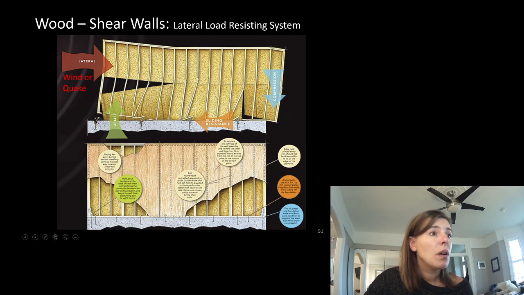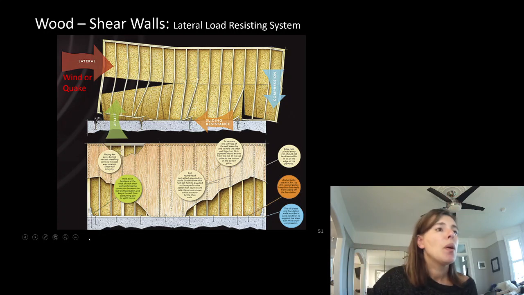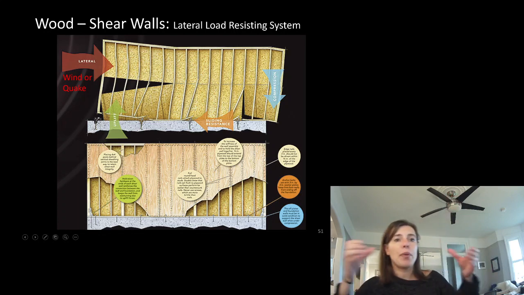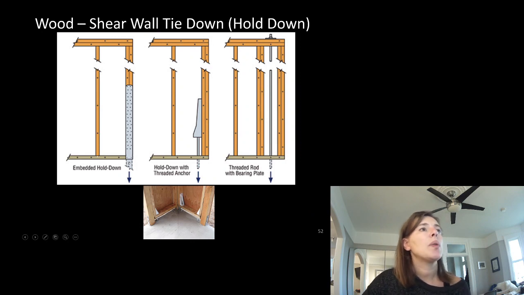We need to hold this down here. That's to stop it from tipping up. We need anchors here to stop it from sliding. So here is a tie down. You can see here we have different options on how we can do a tie down. These ones here are actually products that you can get from Simpson Strong Tie, and you can see how that connection looks right here. If you were going from wood floor to wood floor, you might actually do strapping connecting those things.